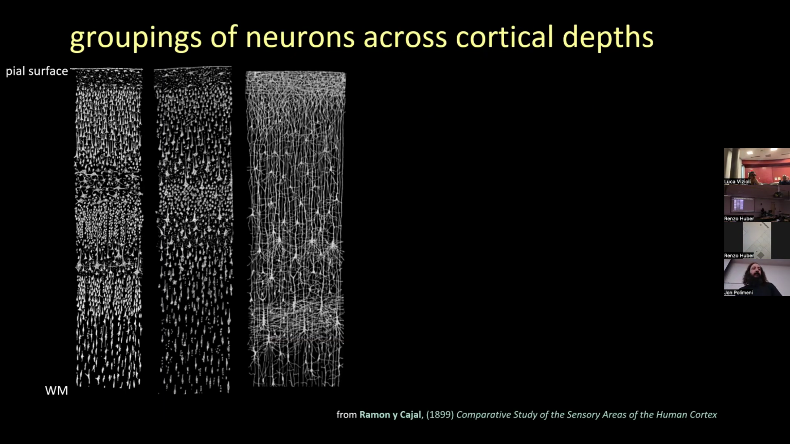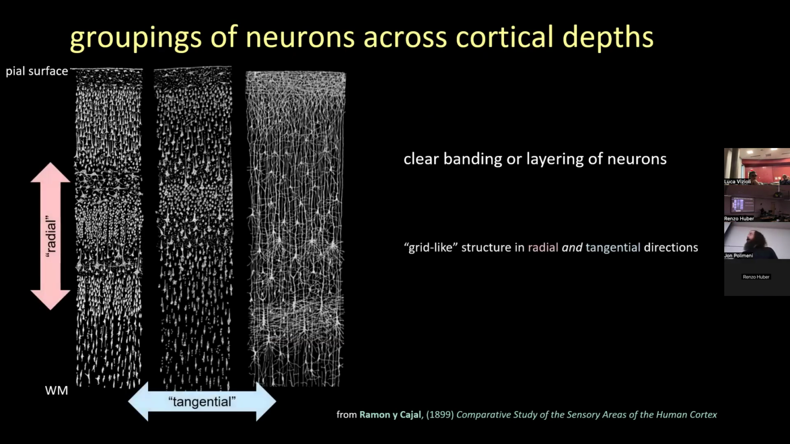Okay, so you can see here, this is beautiful work from Ramon y Cajal, that there's a very clear banding or layering of the neurons to appreciate in these examples. Here I'm showing cells near to the white matter at the bottom, cells near to the pial surface at the top. You can see both in this radial direction from the white to the pial surface, as well as this tangential direction, there's a grid-like structure, both in terms of the morphometry and the organization of these neurons. So it's quite clear that there's some layered structure.